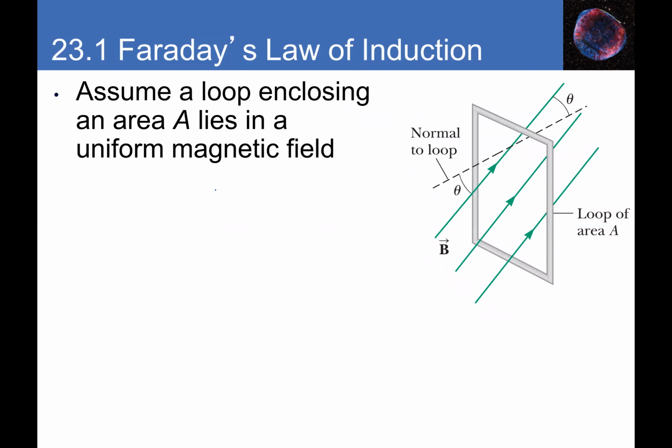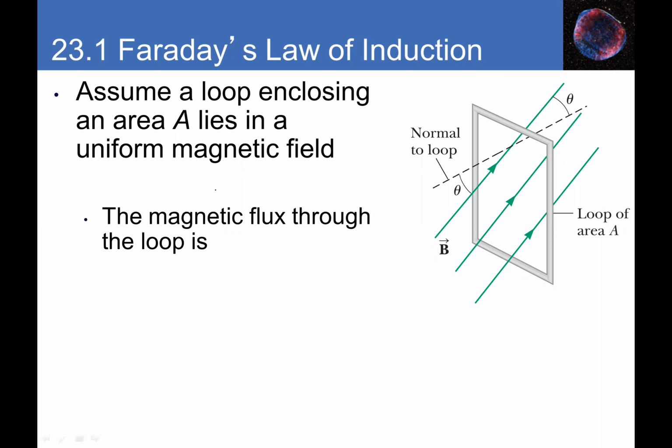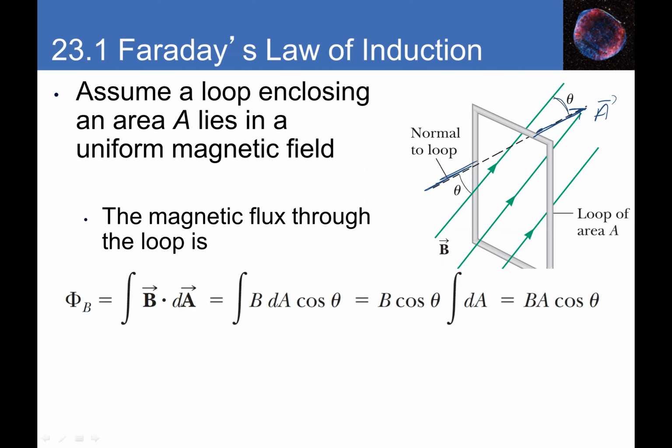All right, so this is how to use this equation. For example, let's say you have that area of interest and there is a magnetic field going through that area, and this is the normal, vector A. And you have this angle theta between them. If you want to calculate magnetic flux, you have to do the integral of B dot dA. Remember, this is the general equation for the magnetic flux.